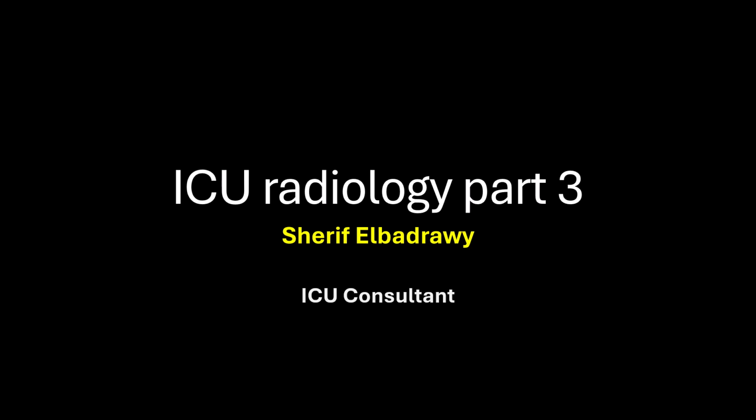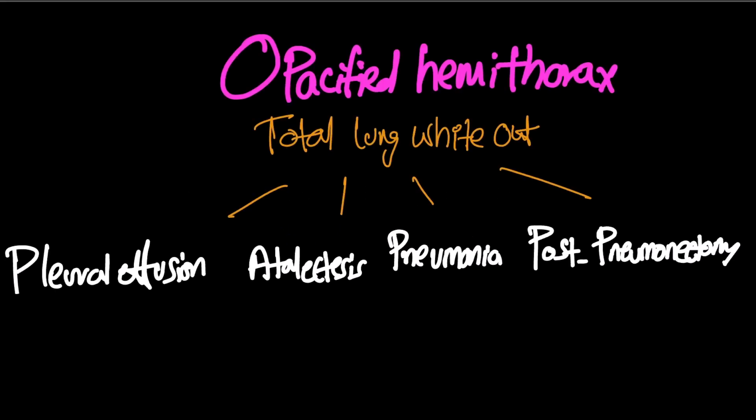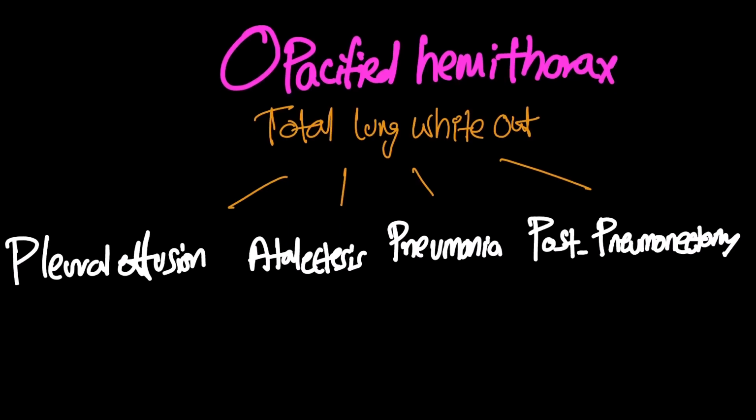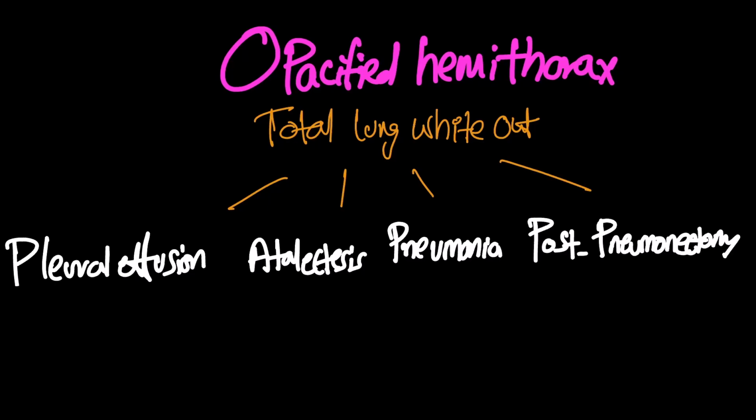Today we are going to continue our series of ICU Radiology, and this is part 3. Today we are talking about the opacified hemithorax, or total lung whiteout.